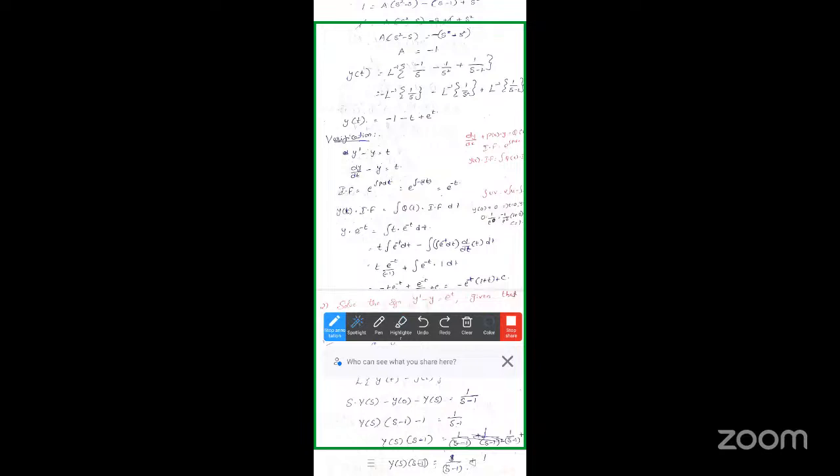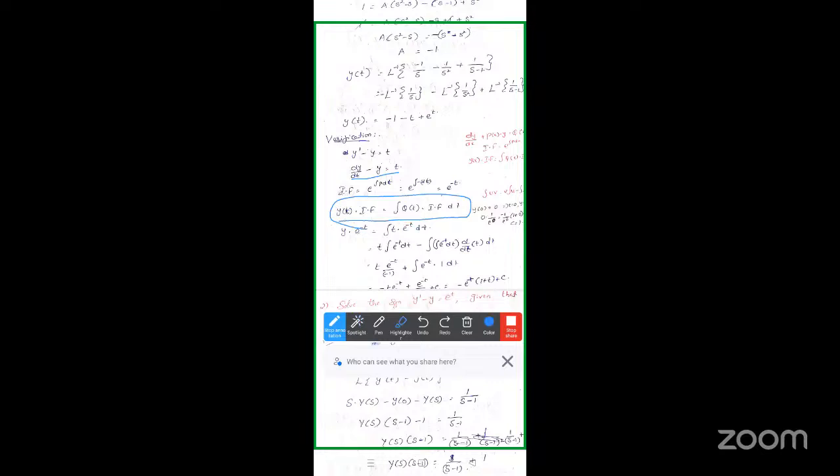Verification: y dash minus y is equal to t. So y dash is nothing but dy by dt, minus y is equal to t. This is a linear differential equation of first order. The solution of a linear differential equation of first order is y of t into integrating factor is equal to integration of q into integrating factor into dt plus c. So first we have to find the integrating factor.